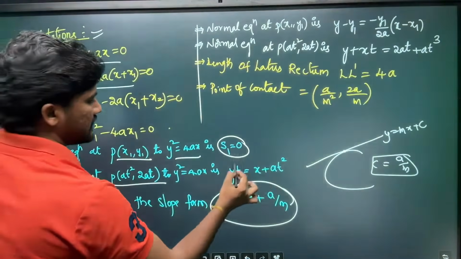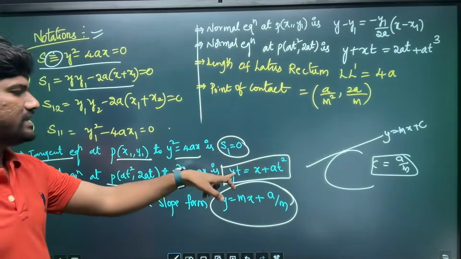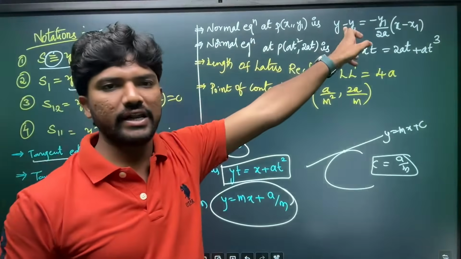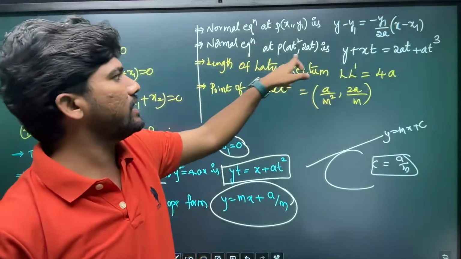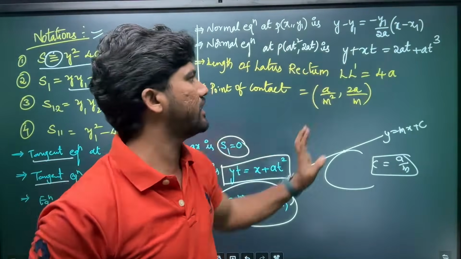This is the tangent equation in parametric form: yt is equal to x plus at square. Please remember, this is the normal equation: y minus y1 is equal to minus y1 by 2a into x minus x1. The normal equation in parametric form is y plus xt is equal to 2at plus at cube.